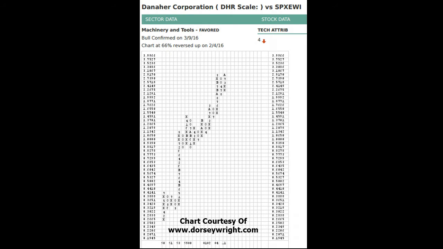Next, let's look at a point and figure chart for Danaher's relative strength against the S&P 500 going back to the early 1990s. And where we've circled, that was May of 1993 when Danaher broke out and gave us a strong buy signal that it has not relinquished since. So for 23 years, Danaher has had a consistent relative strength ranking against the S&P 500.